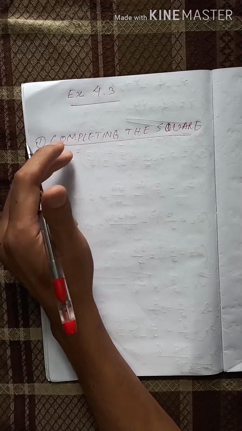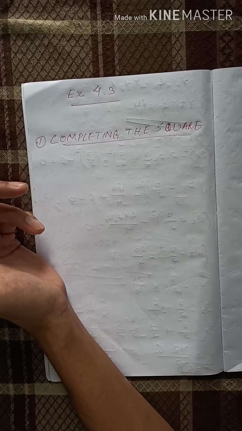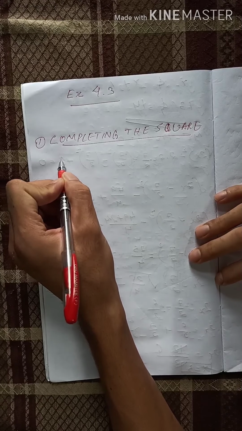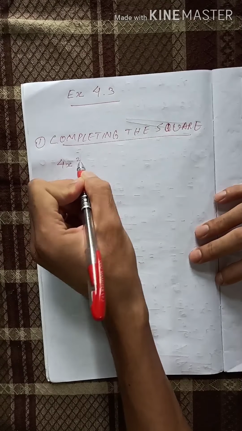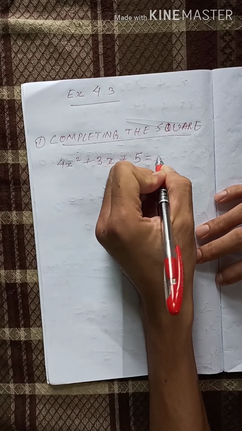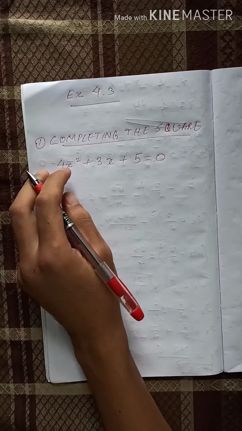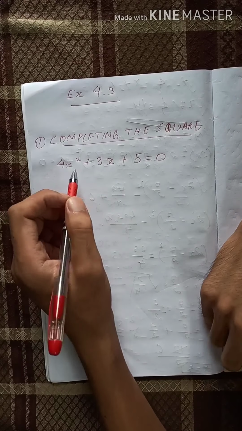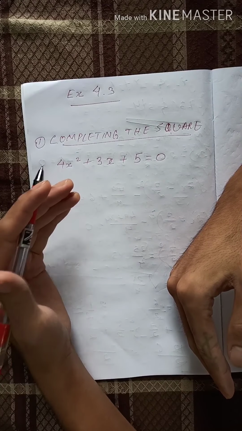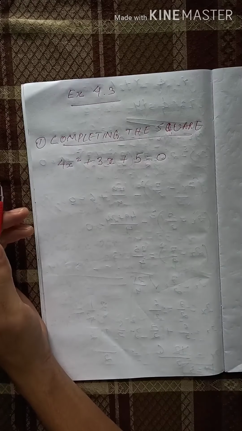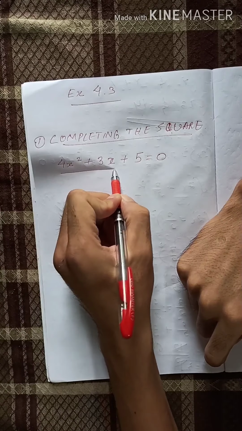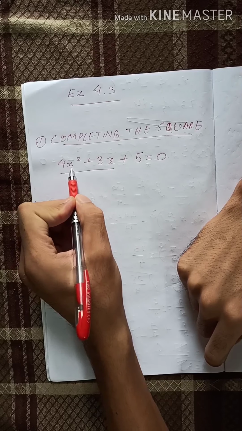Anyway, for completing the square, I will give you two examples. Let's take this quadratic equation, 4x squared plus 3x plus 5 equals 0. What we need to do is expand it by completing the square, using the (a plus b) whole square formula. So you need to expand the two terms having the variable x.